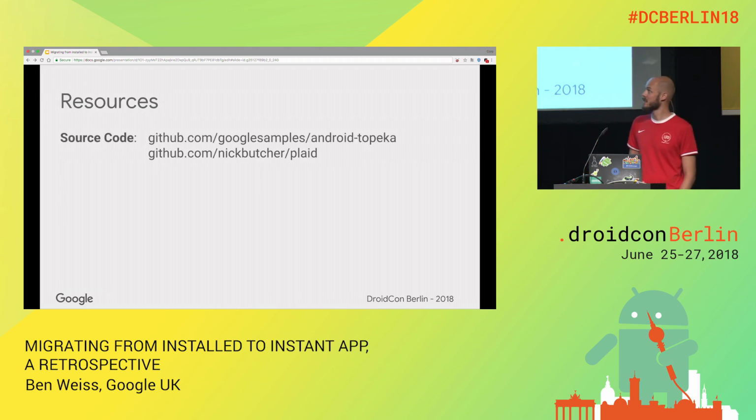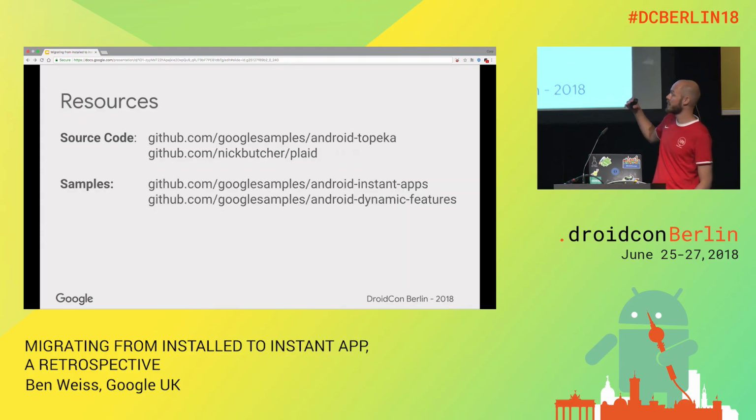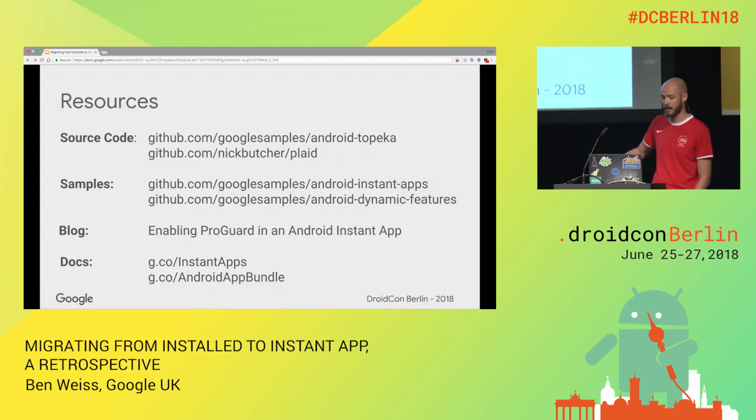There's a couple of resources. The source code for both of the samples is available on GitHub. There's more samples for Android Instant Apps and for dynamic features. You can check them out. It's got all the code that I showed in there. There's the blog post, and there's documentation for Instant Apps and App Bundle.